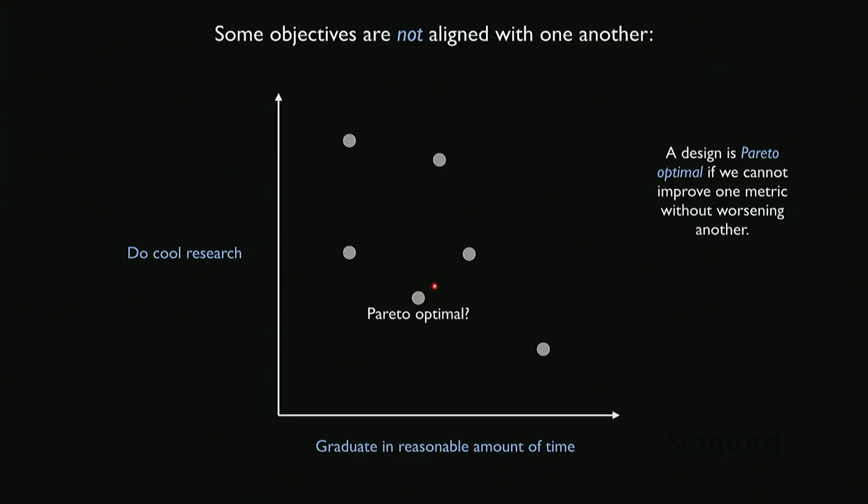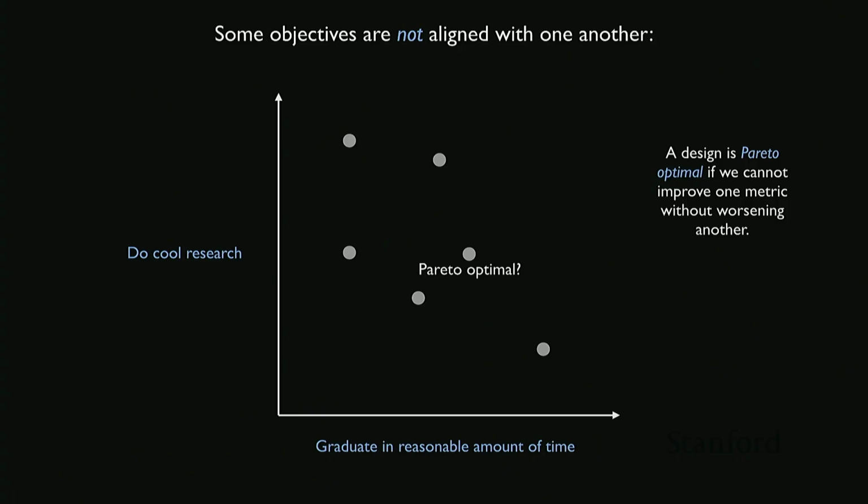Because we can move over to, for example, this point here, where we both do more cool research and we graduate in a more reasonable amount of time. And so this point here is actually not Pareto optimal because we can improve both objectives at the same time. But now we can move over to this point here. Do you think that this point is Pareto optimal?